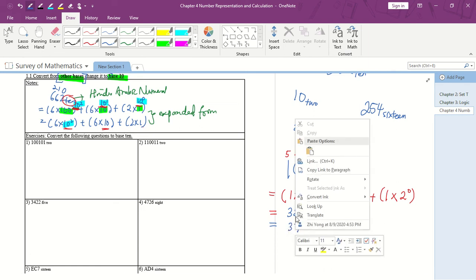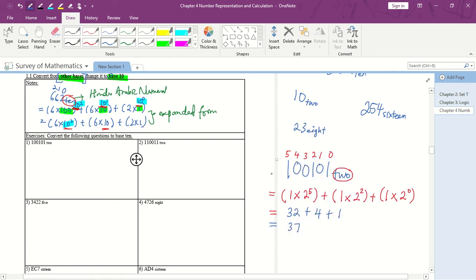Now, remember, what we are doing is changing the base to base 10. So this is base 10, and you can write the whole thing here. The answer is 37 base 10. I believe the concept here is kind of easy if you mastered it in the previous video. Let's try the next one here.